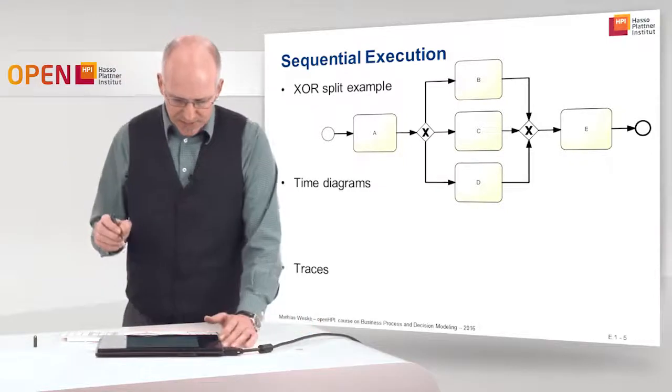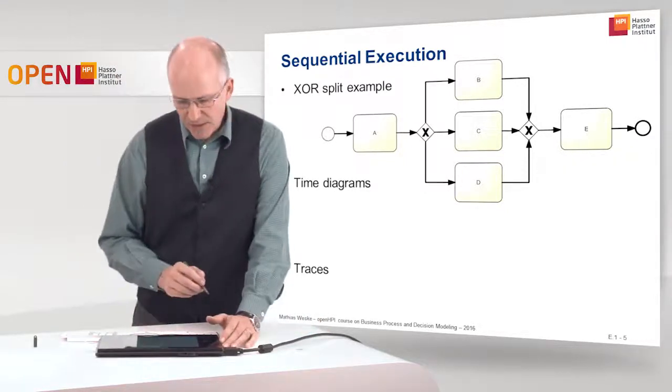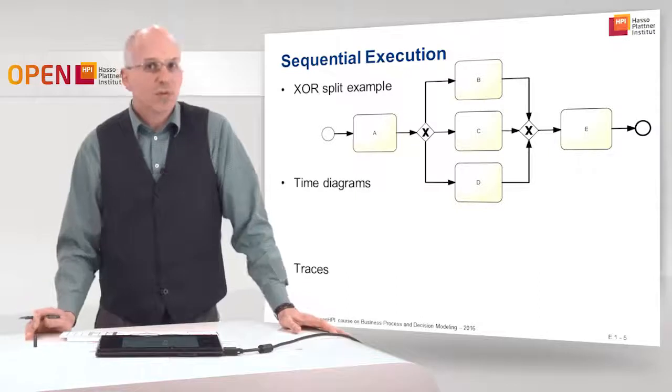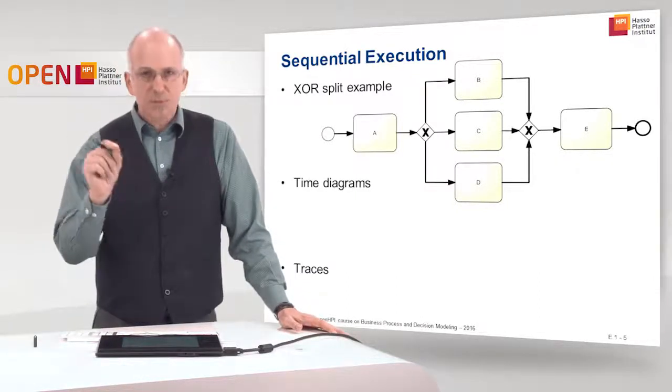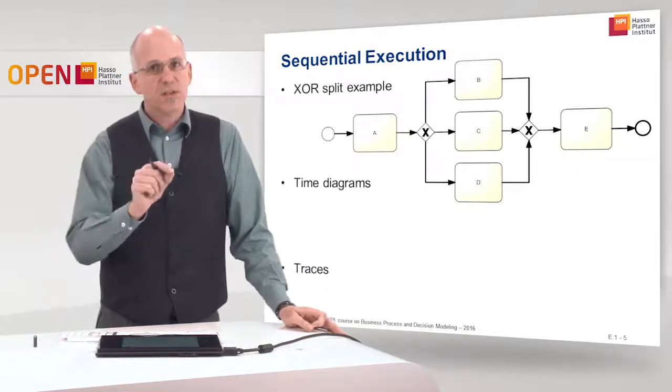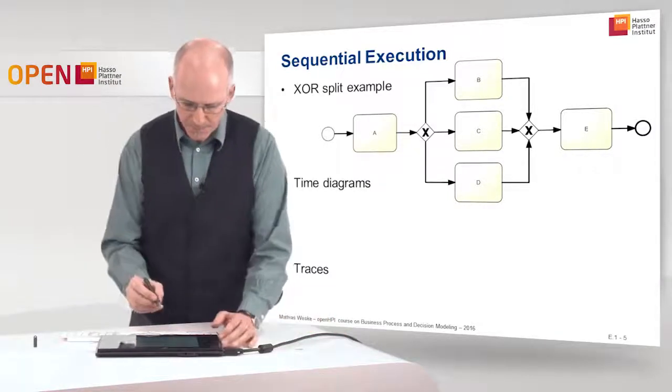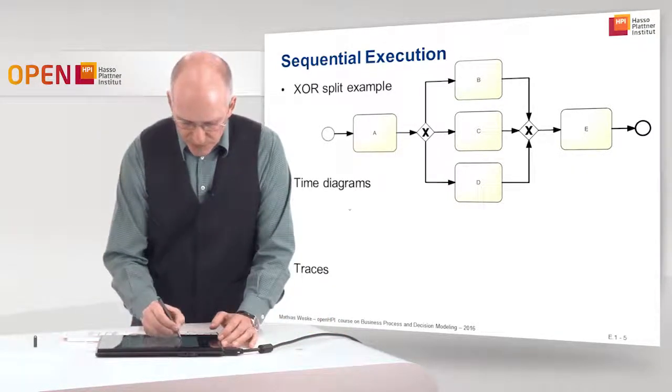And now let's look at the time diagrams we have. Well, there are three options of executing this process, obviously. Either the upper branch is taken, the middle branch is taken, or the lower branch is taken. So therefore we have three time diagrams.